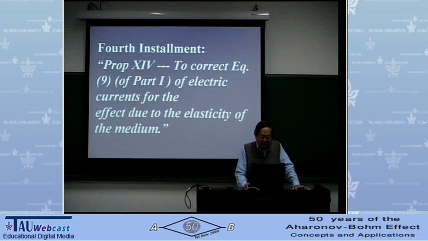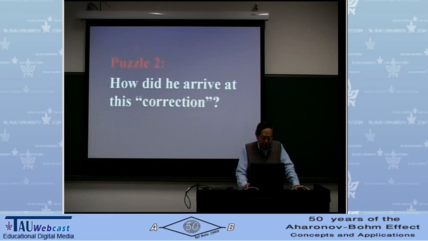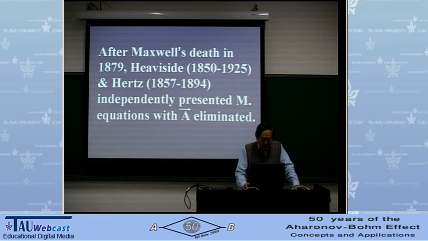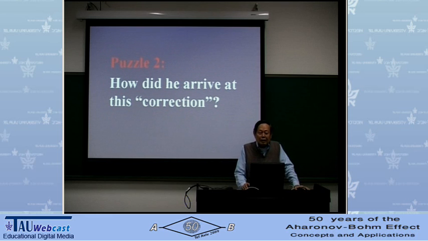Then suddenly, in the 4th installment, we find the following paragraph. Proposition 14, to correct equation 9 of part 1 of electric currents for the effect due to the elasticity of the medium. This correction was the addition of the displacement current. So, another second puzzle. How did Maxwell arrive at this correction? This is a question that I've studied for some time and did not explain.